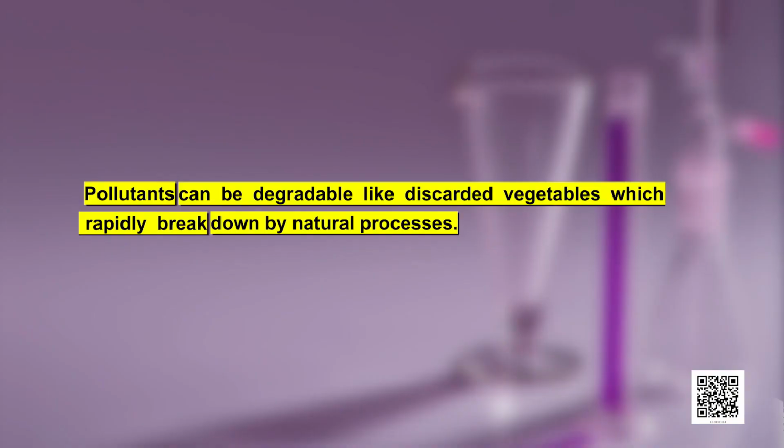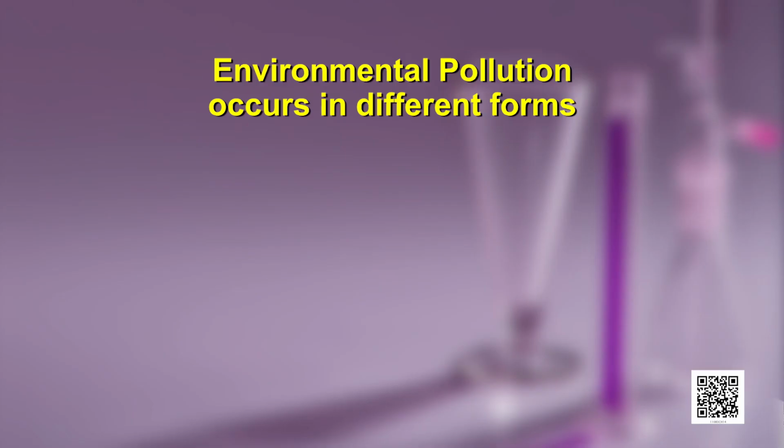Pollutants can be degradable, like discarded vegetables, which rapidly break down by natural processes. On the other hand, pollutants which are slowly degradable remain in the environment in an unchanged form for many decades. For example, substances such as dichloro-diphenyl trichloroethane known as DDT, which is banned nowadays, and plastic materials, heavy metals, many chemicals and nuclear waste, etc. These are examples of non-biodegradable substances. These pollutants cannot be degraded by natural processes and are very harmful to living organisms.